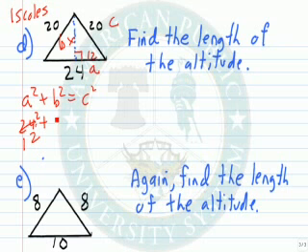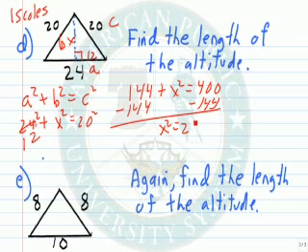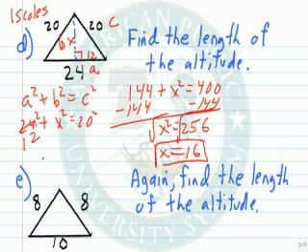12 squared plus x squared equals 20 squared. 12 squared is 144 plus x squared. 20 squared is 400. Let's subtract 144 from both sides of the equation. So x squared equals 256. So we take the square root of both sides. So x equals 16. So this would have to be 16 for our value of x here.